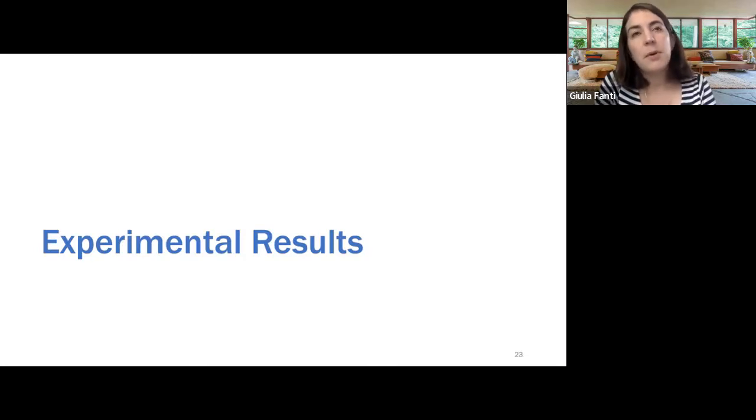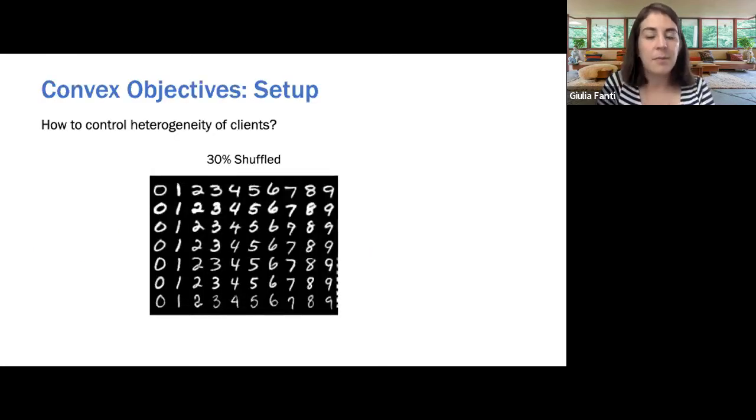So we evaluated both convex and non-convex experiments. And I'm going to first tell you about our setup for convex objectives. One of the challenges we ran into is how do you control the heterogeneity of clients? So we wanted to be able to see the effect of FedChain over different heterogeneity levels. The way we did this was the following. We started with a homogeneous data set, let's say MNIST. And we call this data set, let's say 30% shuffled, if we do the following procedure.